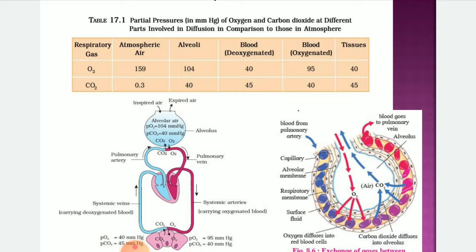I hope you remember that the presence of a basement membrane is a characteristic of epithelial tissue. So what is the basement membrane? The basement membrane is an acellular double-layered membrane on which the cells are resting. So here there is only a two-cell barrier: one squamous epithelial cell of the alveolus and another squamous epithelial cell of the capillary.